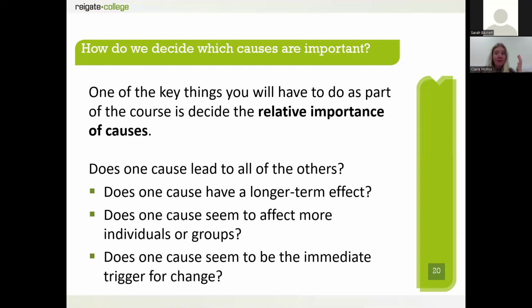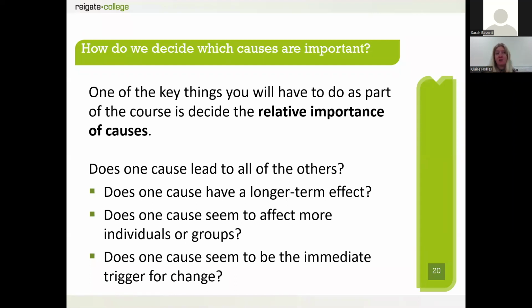So this idea about thinking about the relative importance of causes is something that you will probably already do as students of history, but you'll definitely do once you carry on to do history at A level. In order to think about that, one of the things we get students to do is to think about what makes a cause important versus another cause.